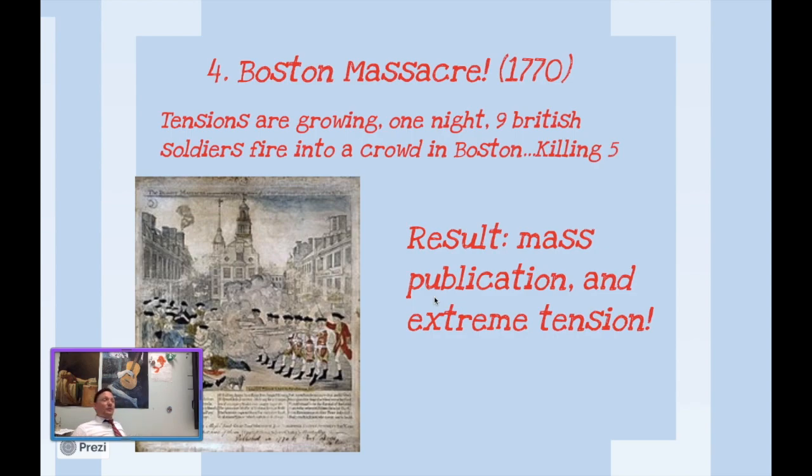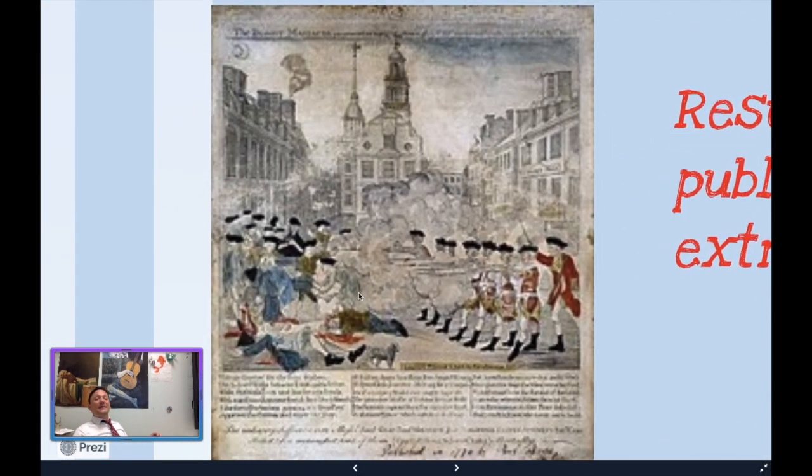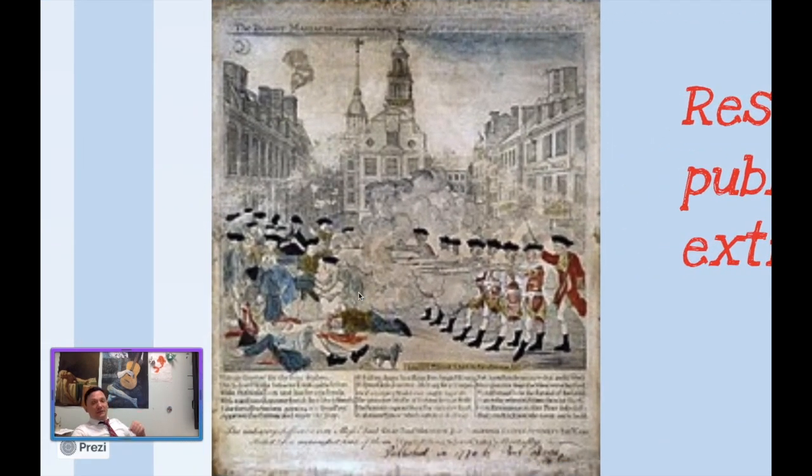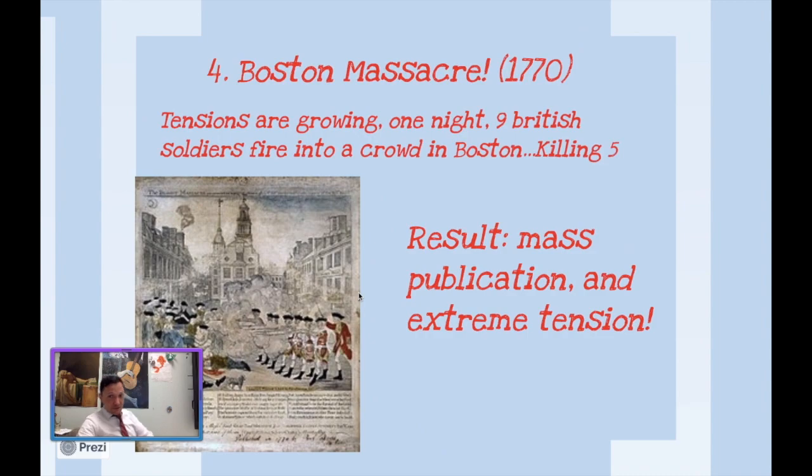All right, so the result of this, though, is why are we calling this a massacre when Crispus Attucks and 4 other people were the only ones killed at this massacre, right? We talked about the St. Bartholomew's Day massacre. Thousands died there. So why is this a massacre? Well, the biggest thing about it is propaganda. Publication, right?